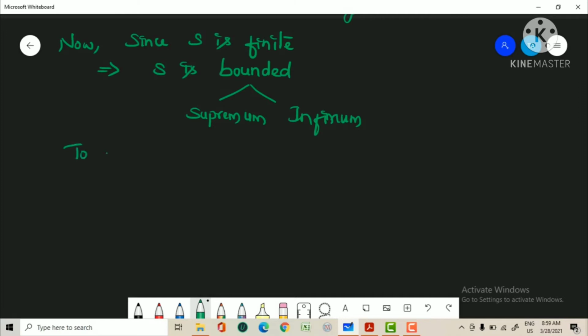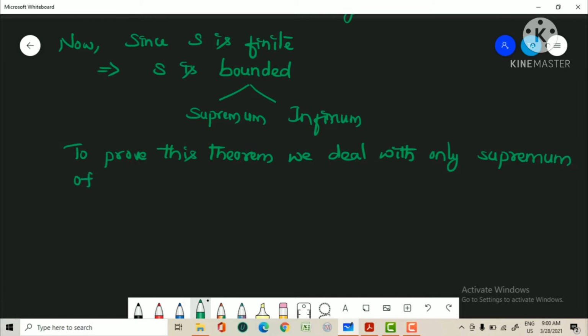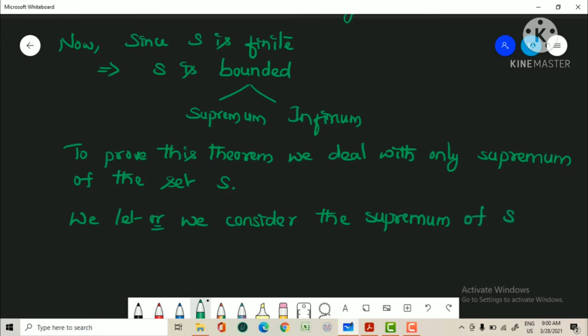So to prove this theorem, we deal with only the supremum of the set S. So we consider the supremum of S as C. So what is our supremum now? Supremum of the set S is C.